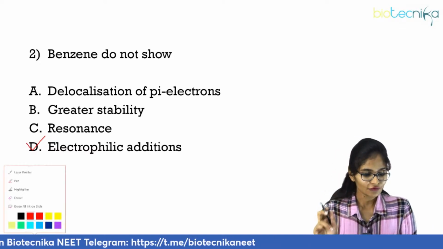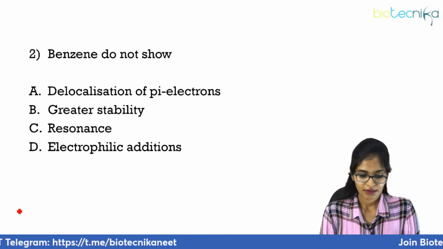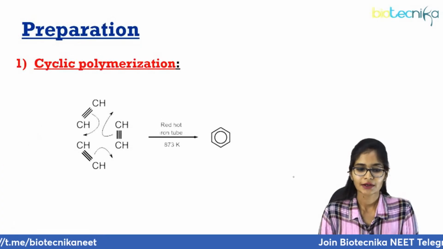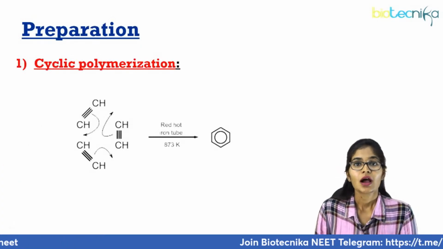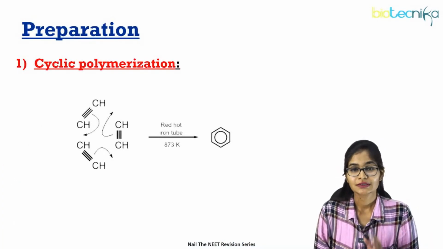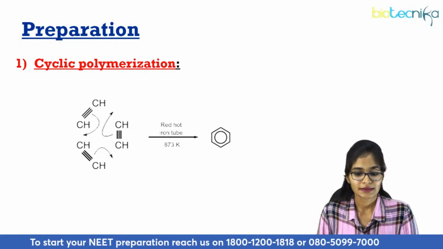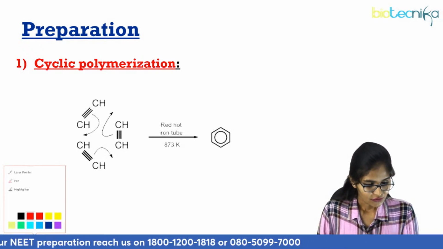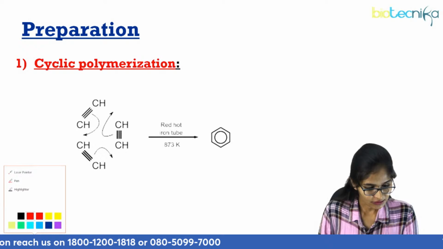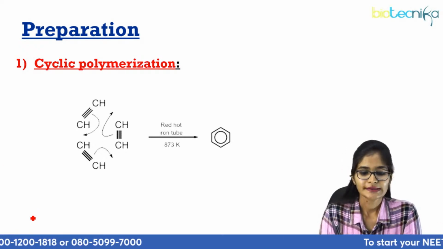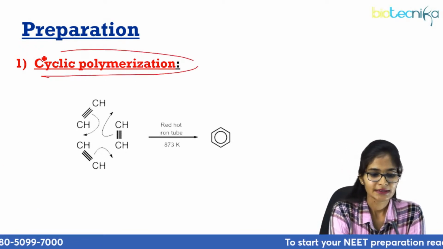All right. So now we'll move on to the remaining part of aromatic hydrocarbons, that is the preparation methods. How well you can prepare benzene. There are so many preparation methods for benzene, but I have mentioned three preparation methods. So the first one is the cyclic polymerization method.